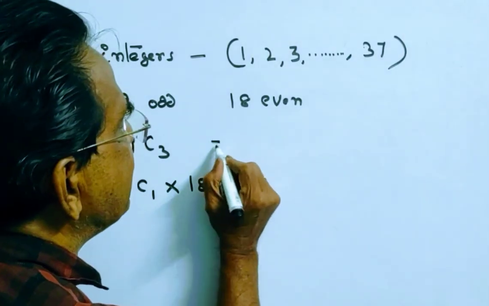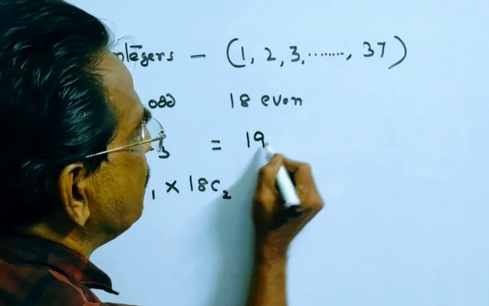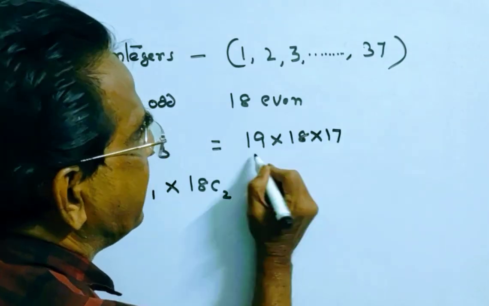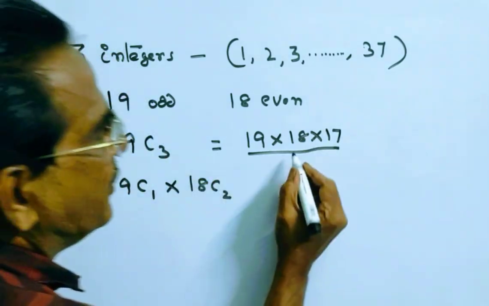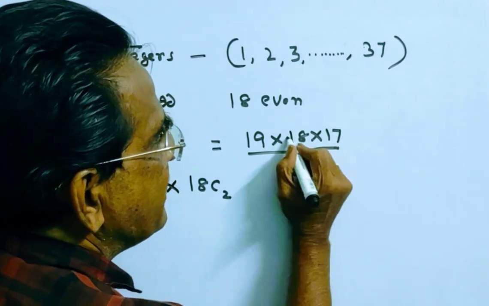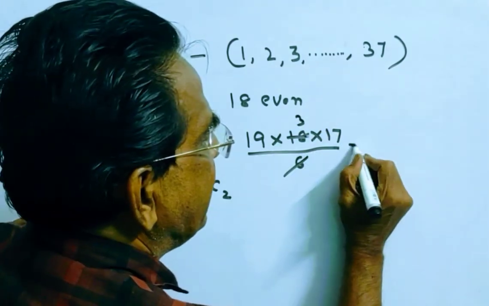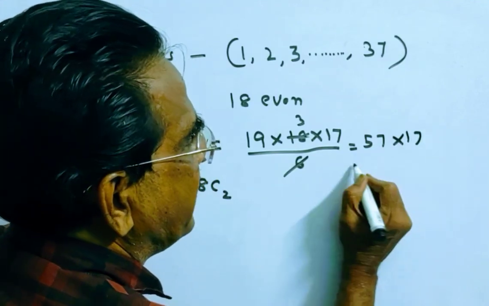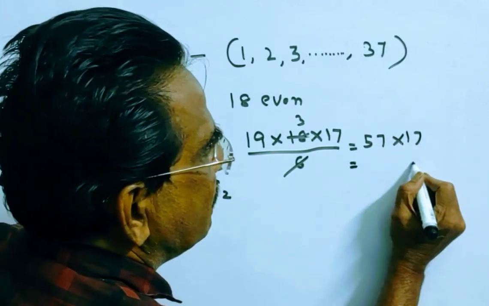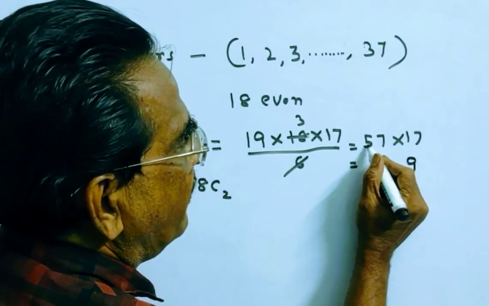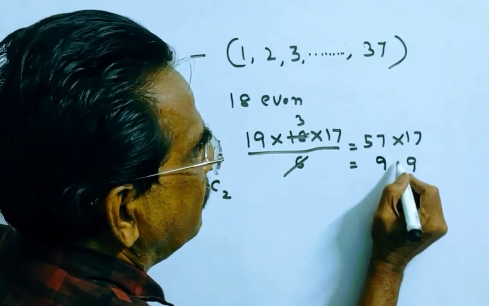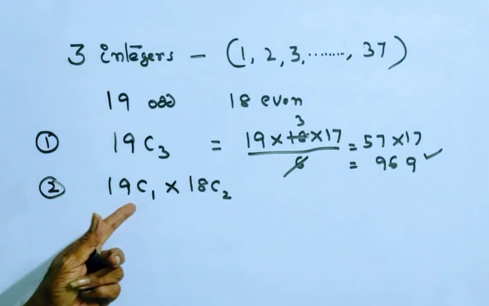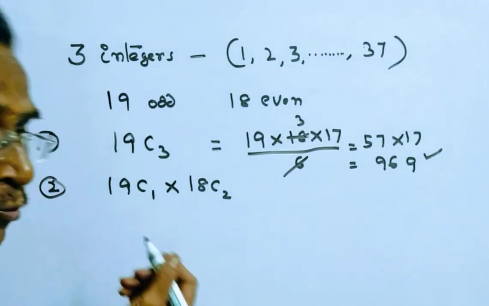Friends, 19C3 is equal to 19 into 18 into 17 by 3 factorial, that is 6. 6 threes, 19 threes are 57 into 17. 17 sevens are 119, 17 fives are 85, plus 11 is 969. This is case 1.